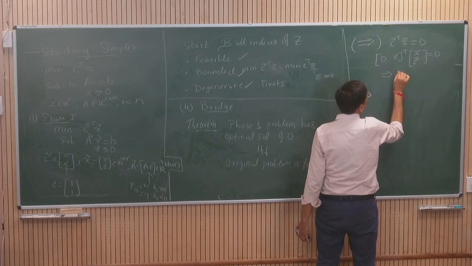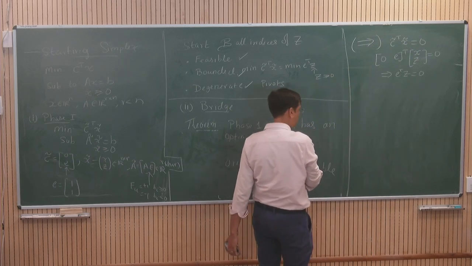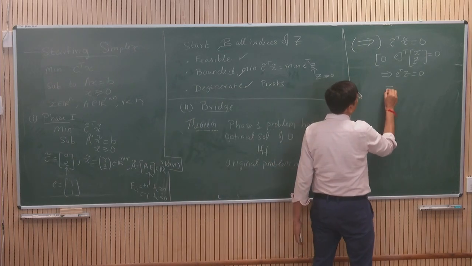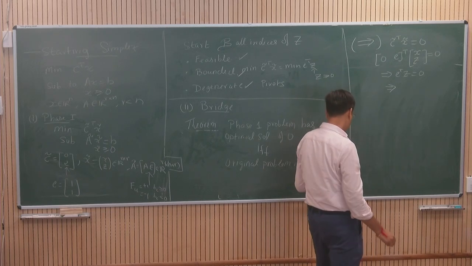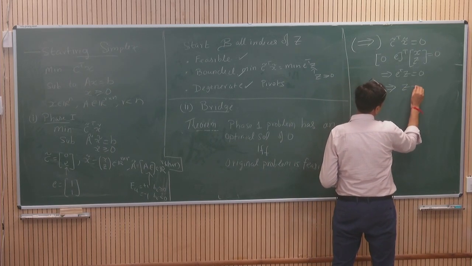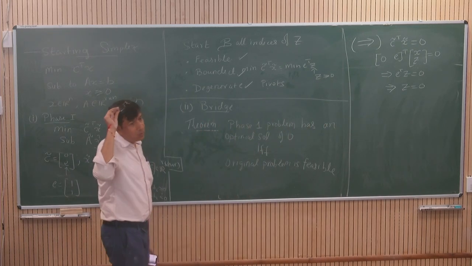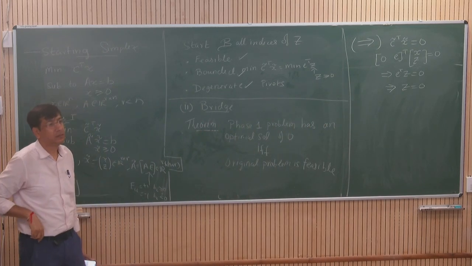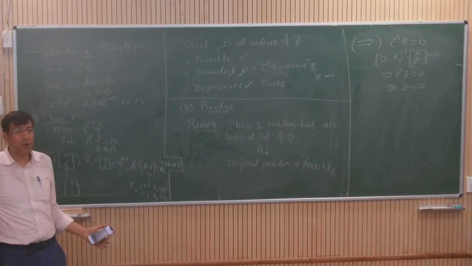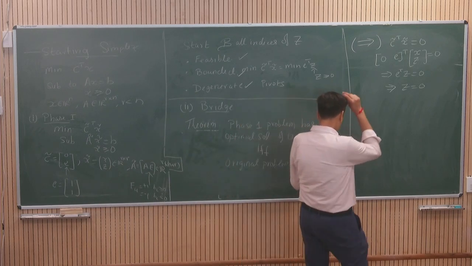This is implying that E transpose z is equal to 0, which is obvious, since the optimal solution of this problem is 0. What does this imply? Why? Because z is greater than or equal to 0 and E is just ones. So the sum of all positive numbers is equal to 0 only if all of them are 0, correct? So this would imply z is equal to 0.